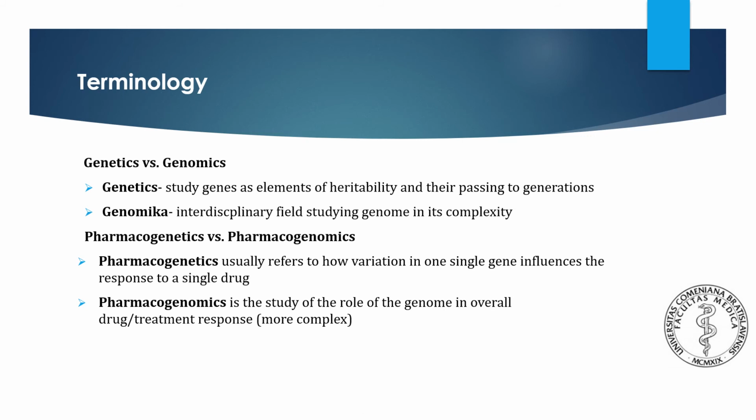Another two terms are pharmacogenetics and pharmacogenomics. Whereas pharmacogenetics refers to how variation in one single gene influences the response to a single drug, pharmacogenomics is a much broader term, and it studies how all genes of the genome influence the overall response to a particular drug or treatment. So again, it is much more complex.